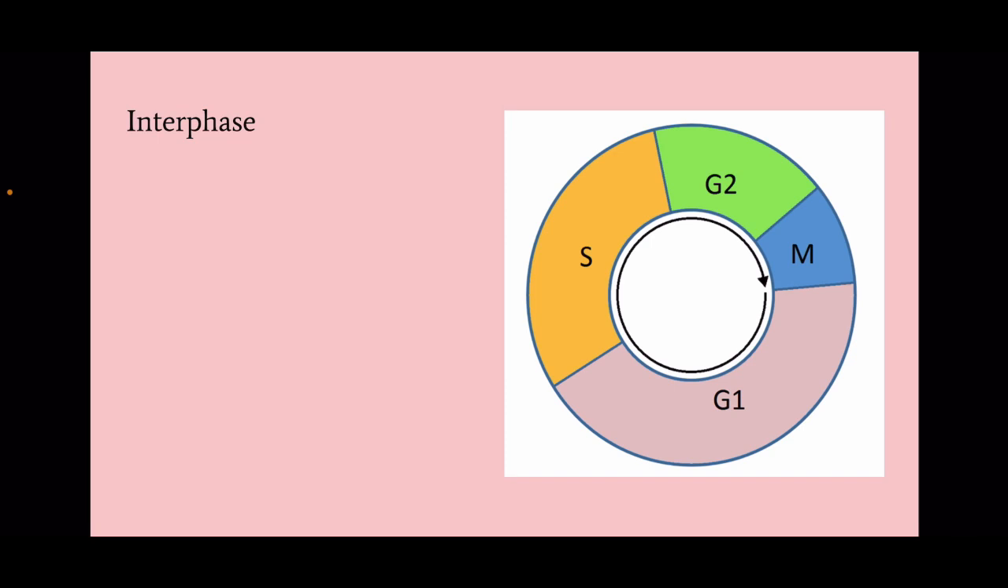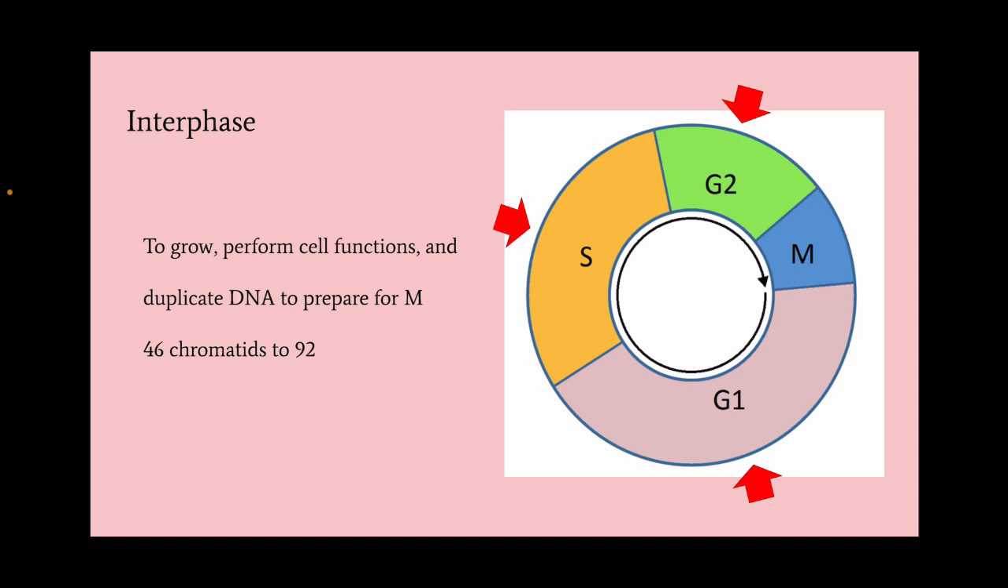Interphase comes in several parts, including G1, the first growth phase, S, the synthesis phase, and G2, the second growth phase. Interphase is important, and its purpose is to grow and perform cell functions, and to duplicate DNA to prepare for M, meiosis, and it takes the 46 chromosomes to 92 chromatids. This happens in the S phase, the synthesis phase, when the DNA is duplicated.